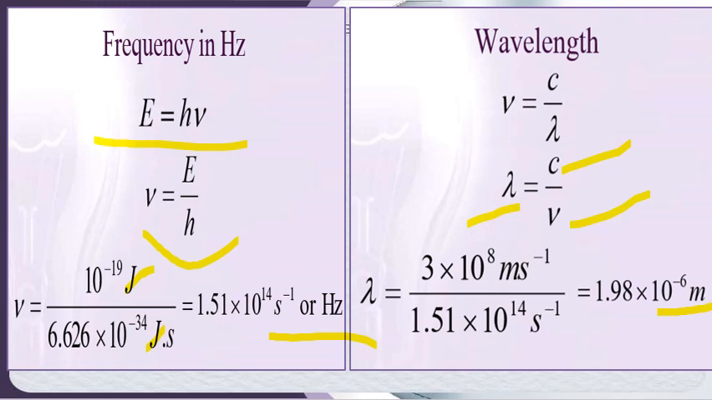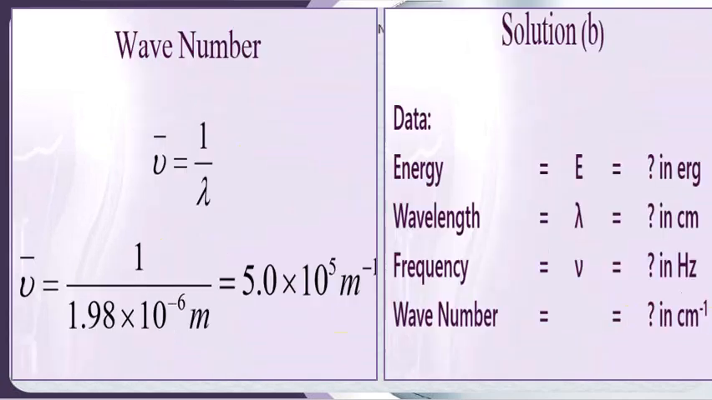Now you have to remember this value of lambda to be used for the wave number calculation. Wave number you can find by this formula, nu bar is equal to 1 upon lambda. As it is given in meters, and it is in the denominator, it will come as per meter, right?